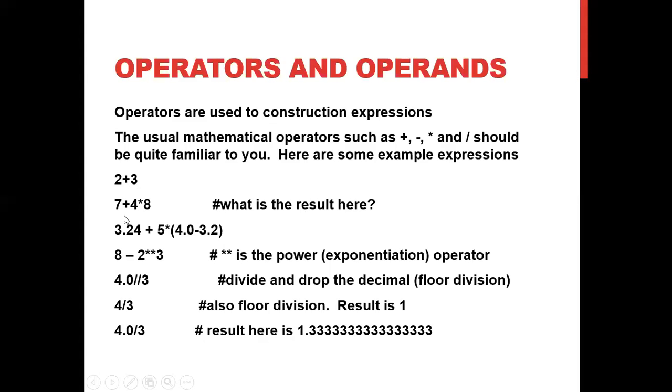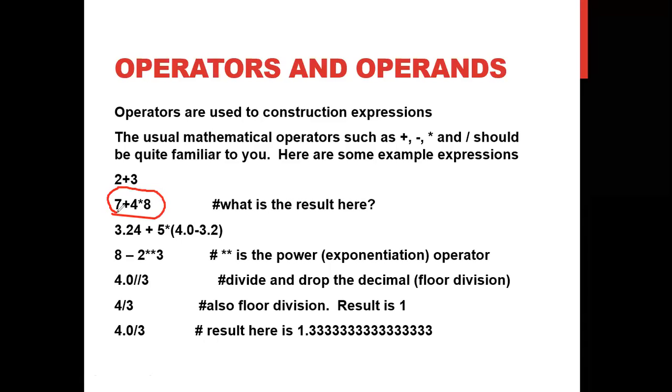Here observe this, 7 plus 4 into 8. The result of this expression: first the multiplication is calculated. 4 into 8 is 32. 32 plus 7, we get 39 as the result. Here we are going to follow the operator precedence, that is, which operator we evaluate first and next. In the next slide we are going to discuss the rules for operator precedence.